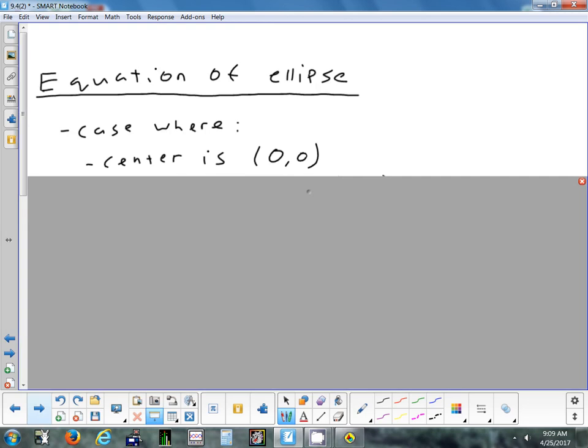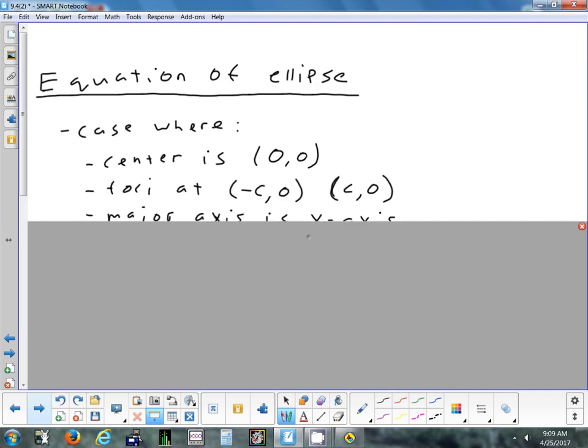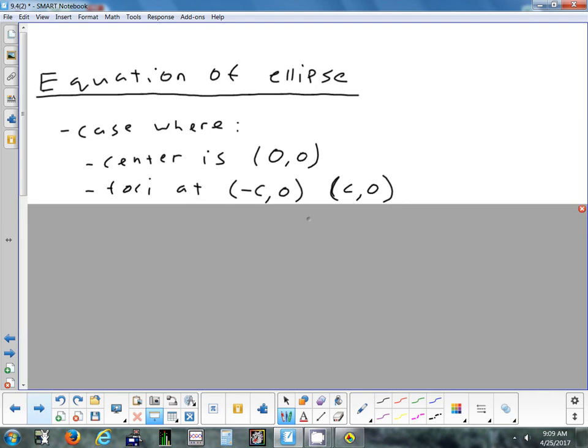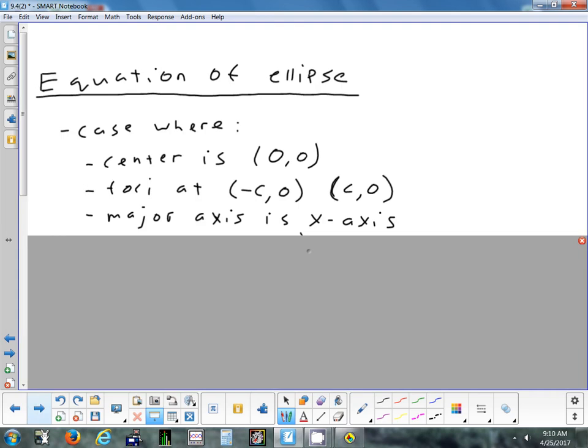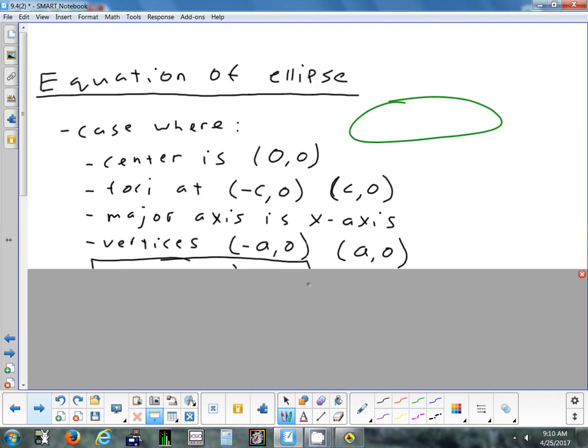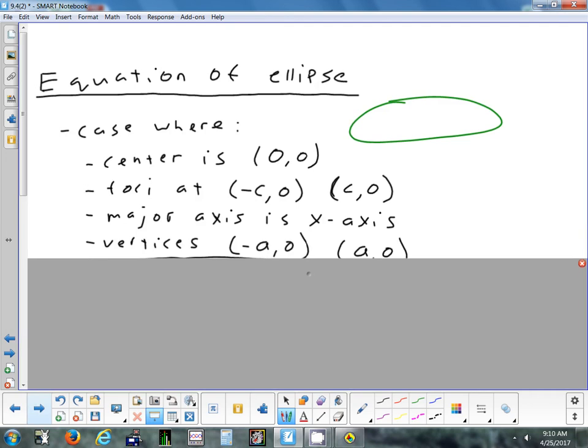All right, so this time I said there's really two cases. Unlike a parabola, you had four. Okay, we're going to look at the first case. Simplest one is where it's not translated. The center is at the origin. Okay, so we have the center at the origin. The foci are going to be given by those two coordinates, negative c,0 and positive c,0. The major axis is going to be horizontal, which means it's going to look something like this. And the vertices are going to be given by negative a,0 and positive a,0.